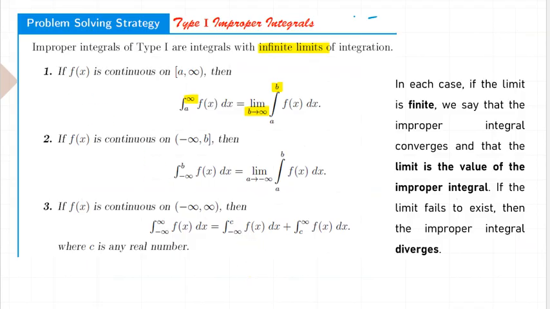So what is another possibility? The other possibility is that the lower limit is infinite. In this case, if a function is continuous in the interval minus infinity to b, and you have to evaluate integral minus infinity to b f(x) dx, what you will do is replace the lower limit by an alphabet and use it as a limit. Limit a goes to minus infinity, integral a to b f(x) dx. Okay, so it's the same thing now.